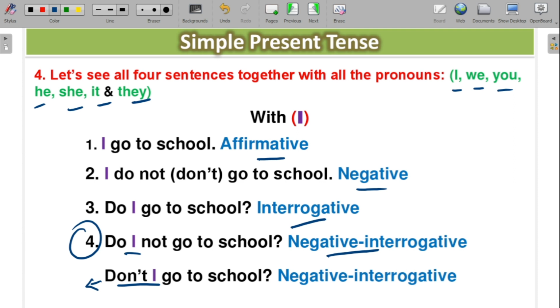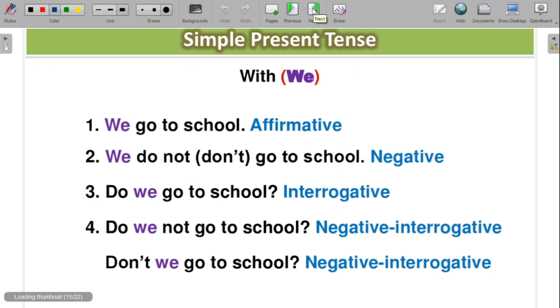This is the easiest way or helpful in speaking. Okay. Like with the pronoun I, we can say: I go to school, I do not or I don't go to school. Do I go to school? Do I not go to school or don't I go to school? The same way here again with the pronoun we. We go to school, affirmative. We do not or we don't go to school, negative. Do we go to school, interrogative. Do we not go to school or don't we go to school?